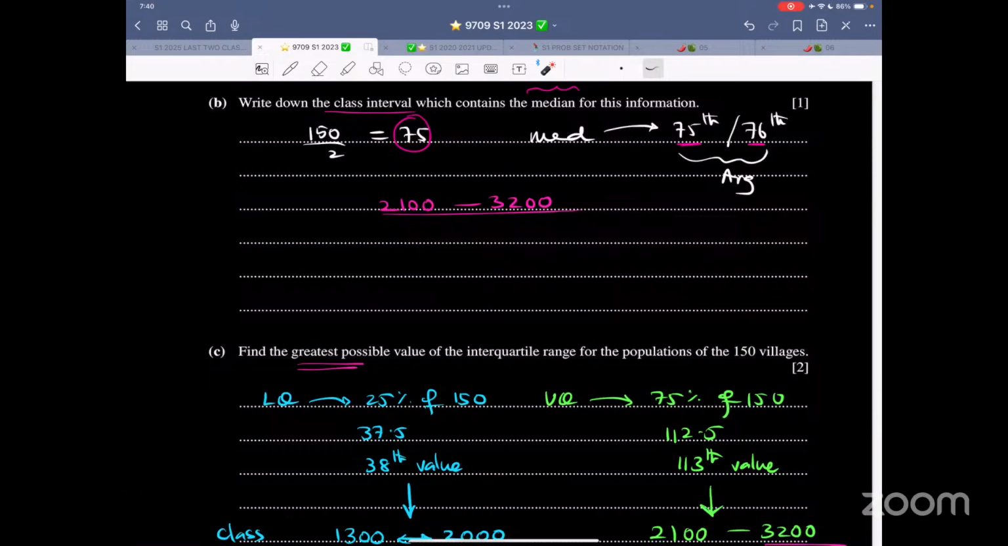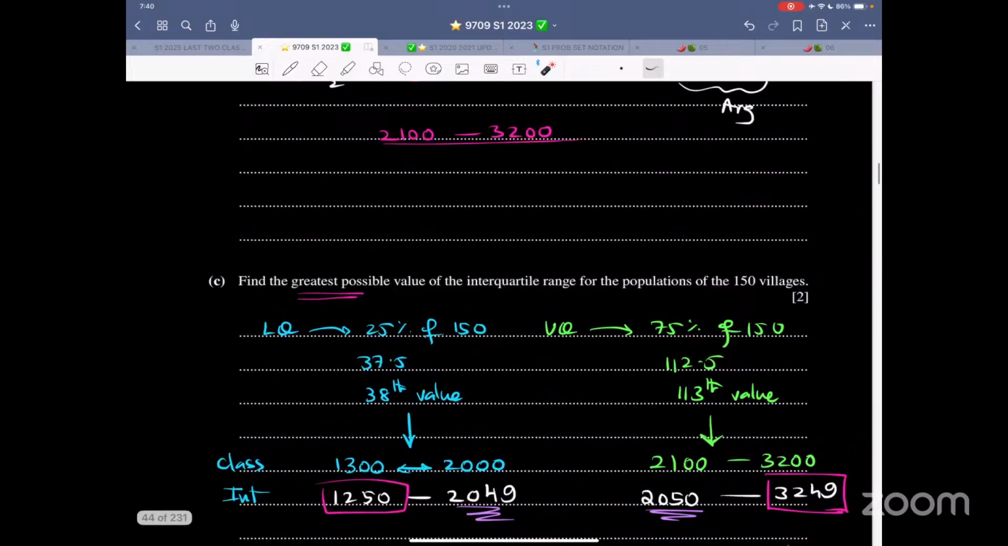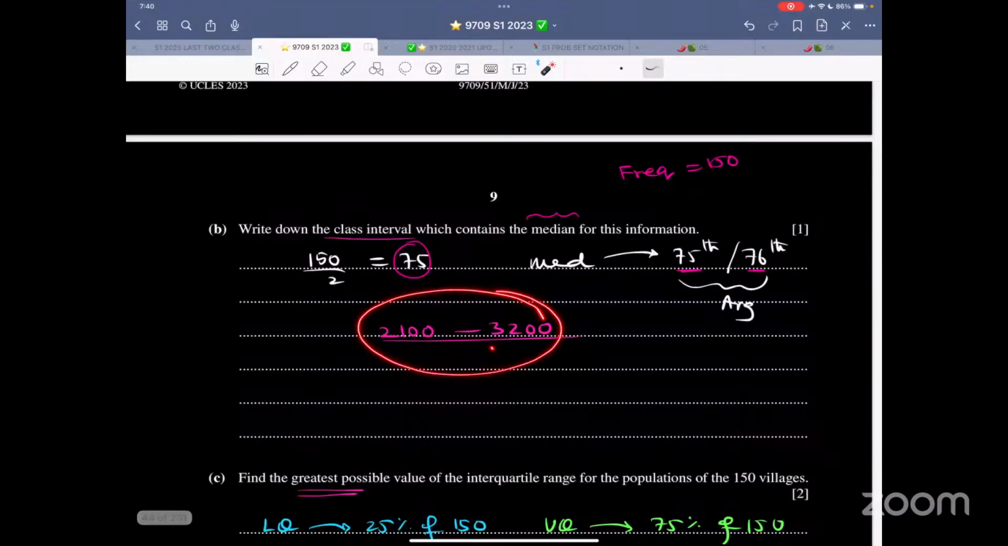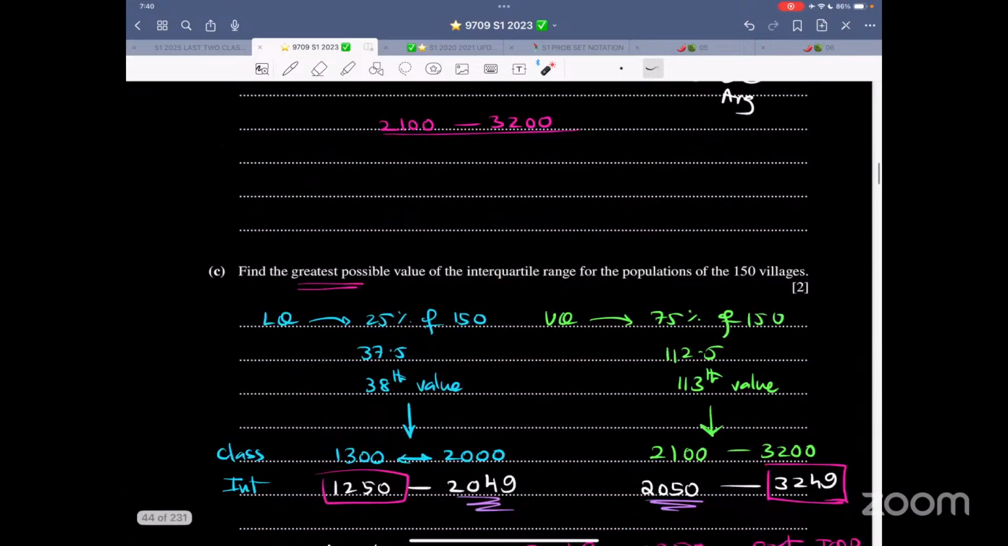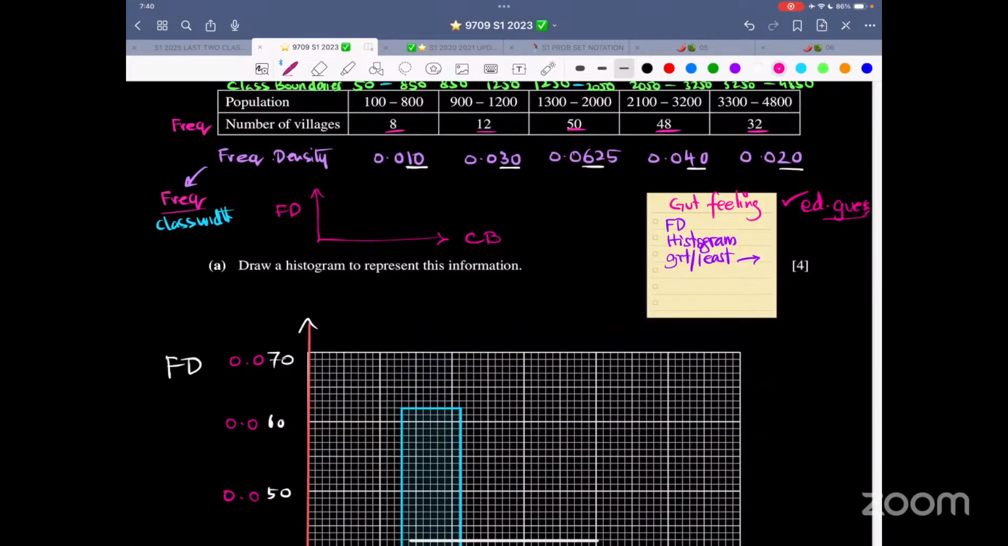Now it's asking, find the greatest possible value of the interquartile range for the populations of the 150 villages. Now we have to find class intervals. Just the same way as we found the class interval for the median, we need to find the class interval for the lower quartile and the class interval for the upper quartile. That is the strategy. So that is why we are finding the greatest possible value of the interquartile range. Let me write over here: the greatest possible value of interquartile range.